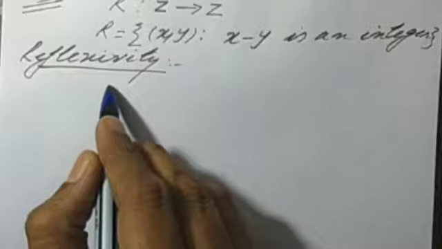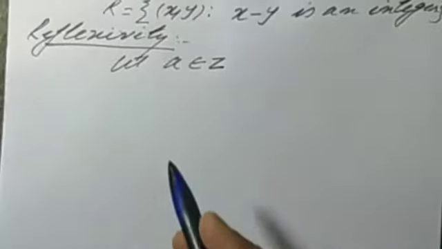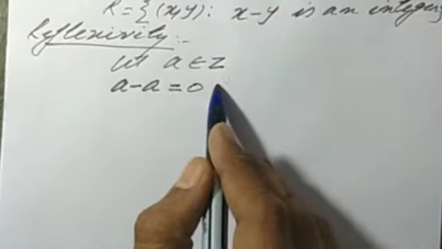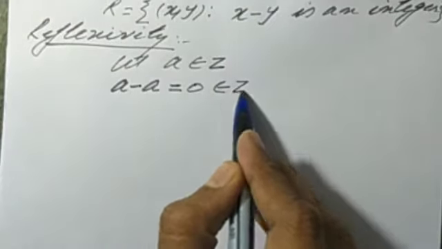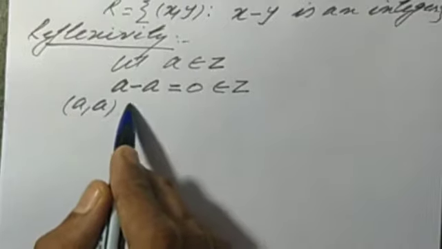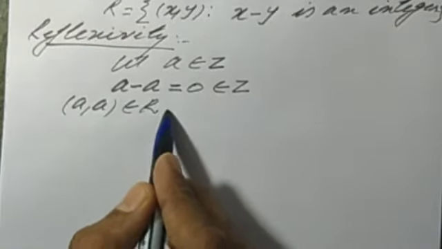So let a be an integer, a belongs to Z. So 0 is an integer. By this argument, every element a is related to itself under this relation. So (a, a) belongs to R. So every element of Z is related to itself. So here R is a reflexive relation.